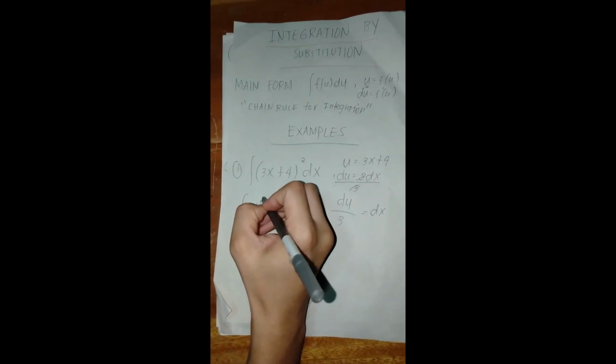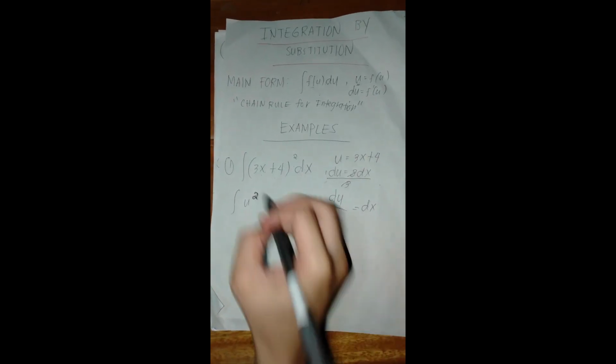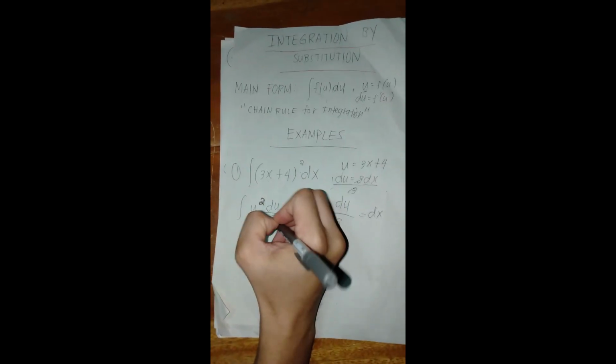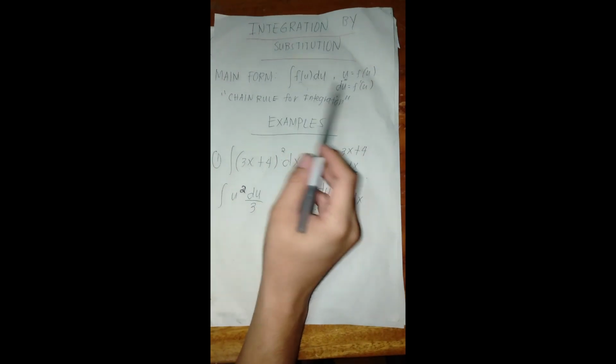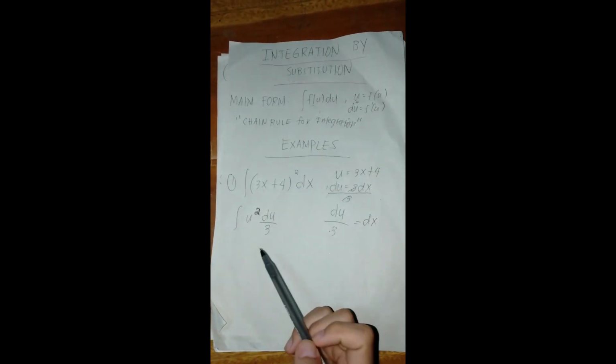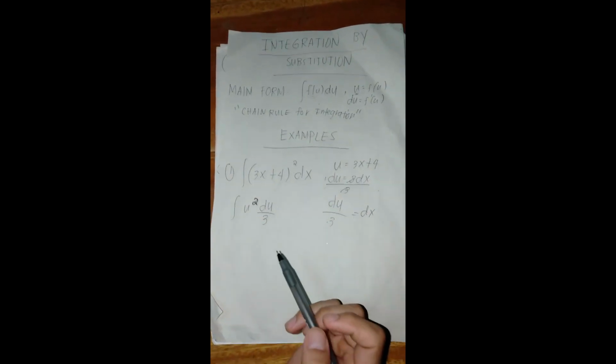Then u squared, and replace the dx with du over 3. So, clear, guys? That's it. This is already your main form. So your function of u is this, and your du is this, like its derivative.